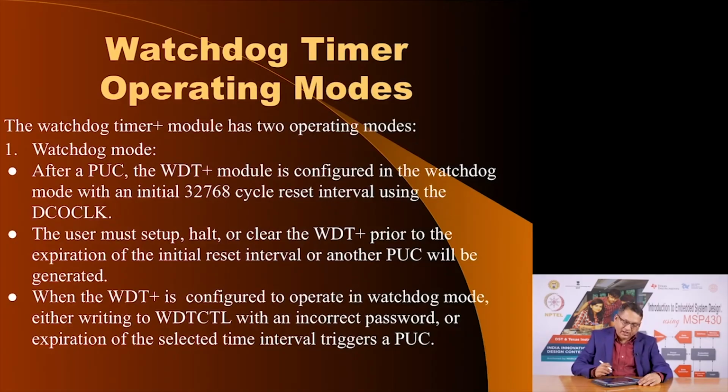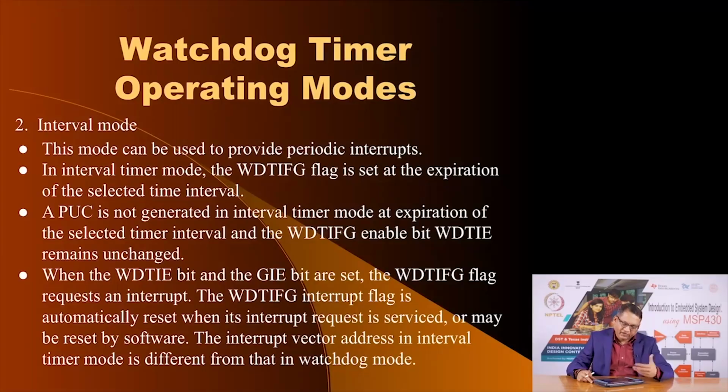The watchdog timer can count up to a 15 bit value, although the timer itself is 16 bits; for watchdog purposes it has a 15 bit limit. You can also choose lesser values, which means the watchdog timer can be made to count a lesser number of clock signals, and then it can generate a power up clear signal. In the interval mode, it can work as a conventional timer, and we will see this when we are talking about the timer operations.